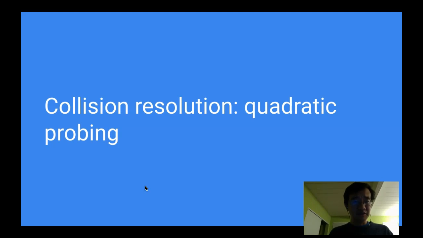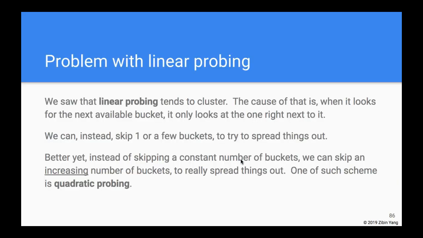Hi, so in this video, we're going to talk about a different collision resolution strategy called quadratic probing. We saw that linear probing has the tendency to cluster. The reason for that is when it looks for the next available bucket, it literally only looks at the bucket right next to it.